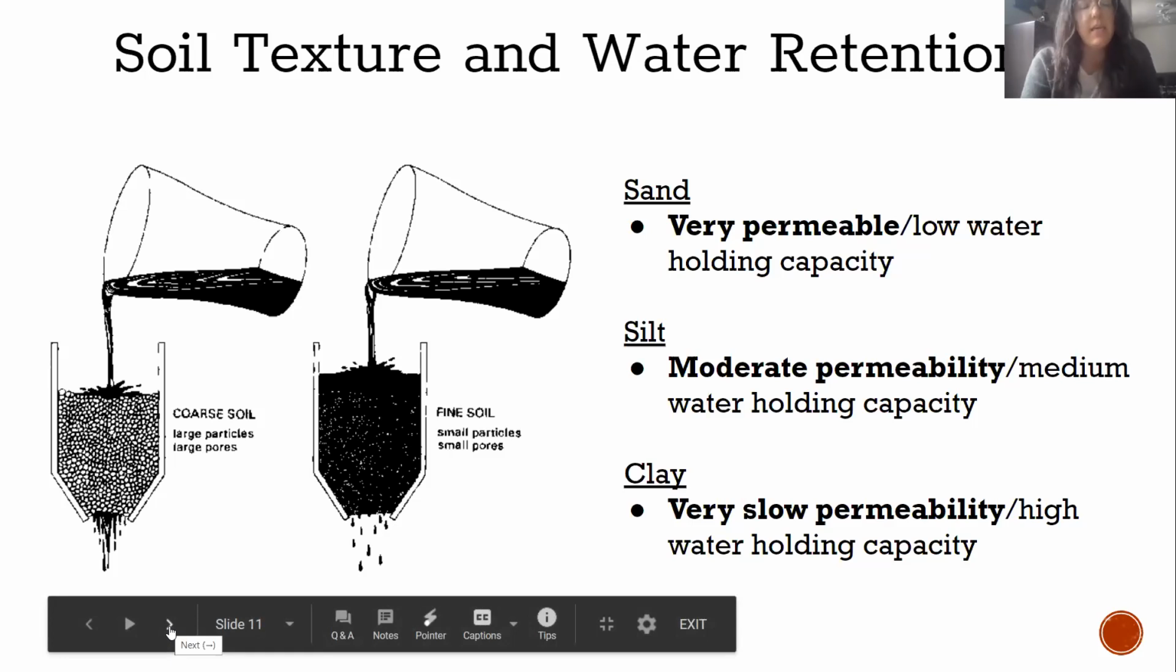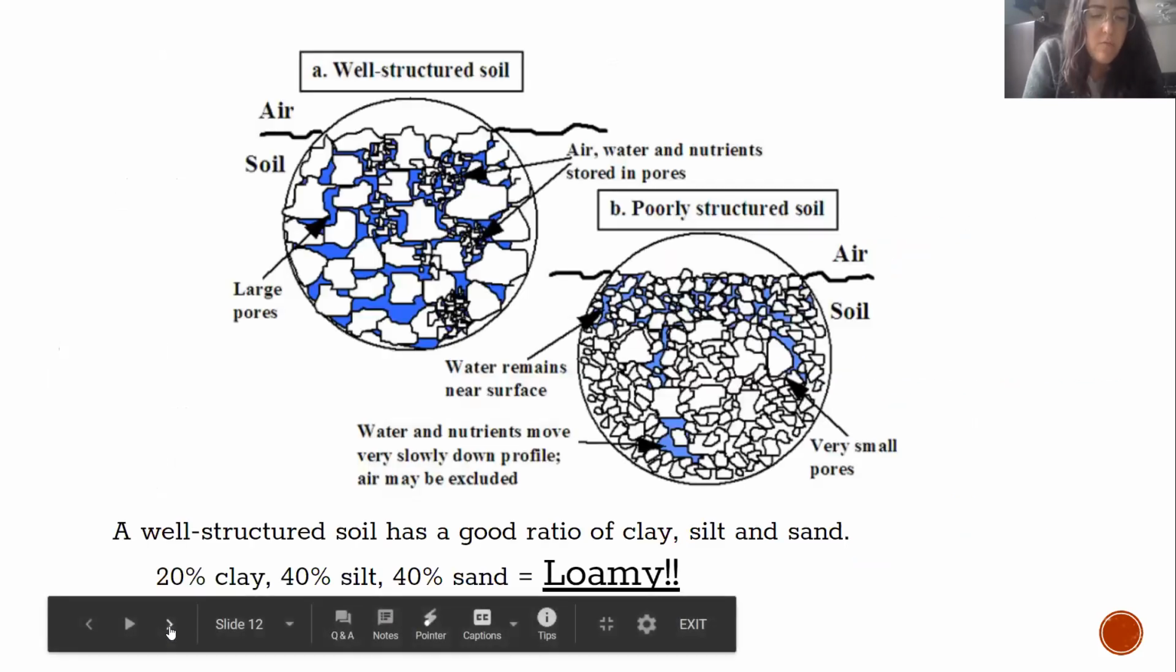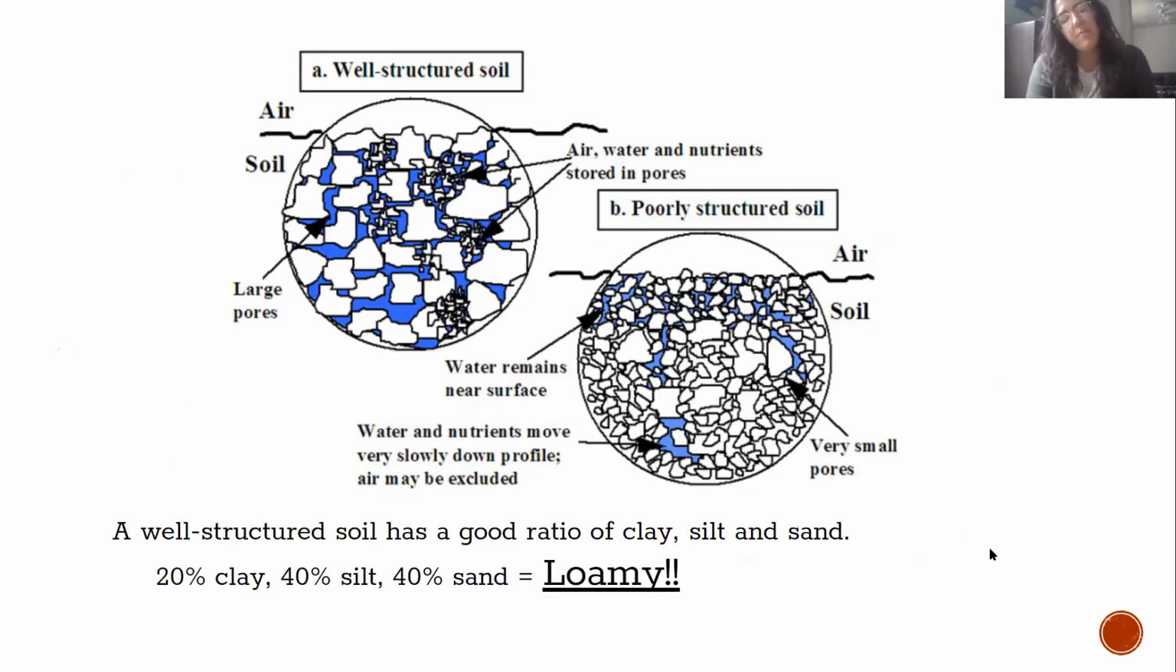And so ideally, we have a good ratio of these different particles in our soil, so that we can hold water just enough for our plant roots to be able to access it, and for our microorganisms to access it, but that it won't pool and drown out those things.